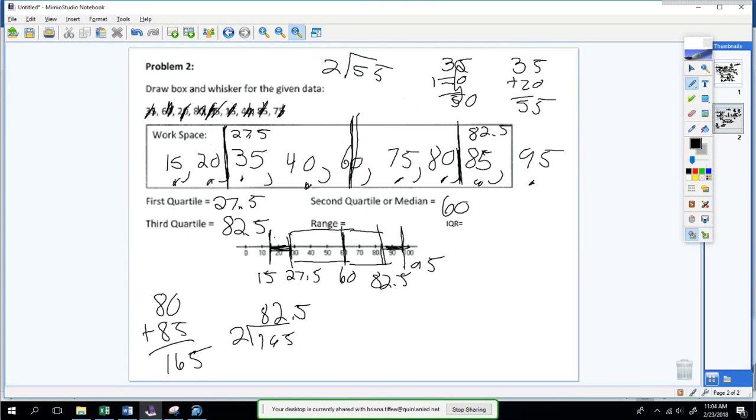So there we are. Now we still have to find our range. Remember, our range is our maximum minus our minimum. So you're going to do 95 minus 15, which is 80. So our range is 80.